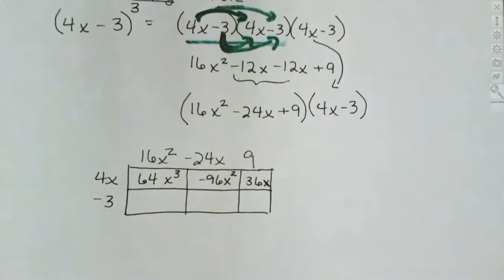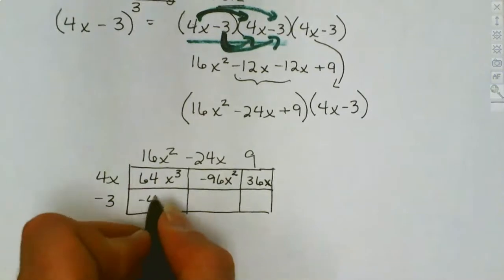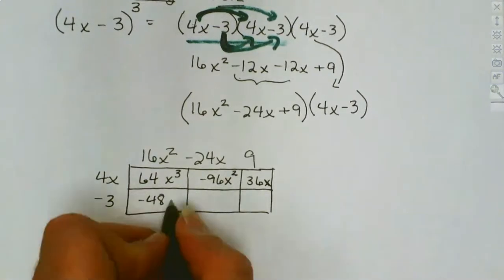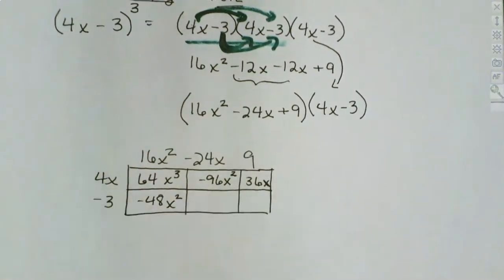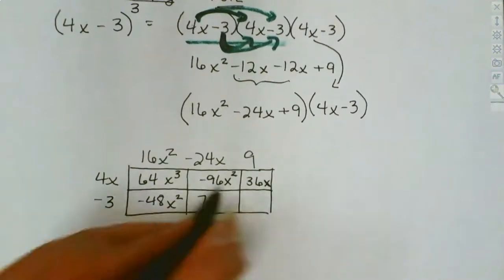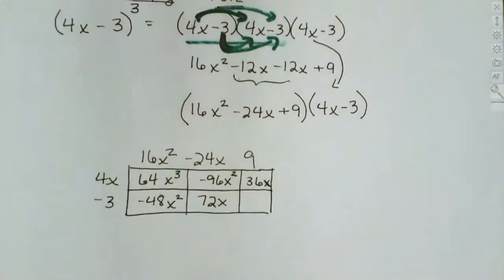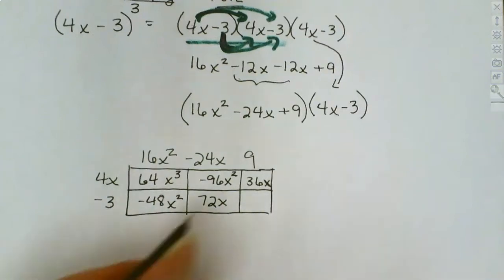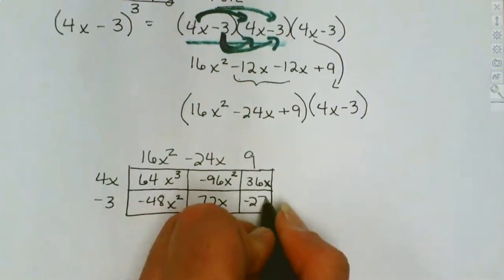Next row, we've got 16 times that negative 3. That makes it a minus 48x squared there. Negative 24 times a negative 3. Negative and negative makes it a positive 72x. And negative 3 times 9 makes it a minus 27.